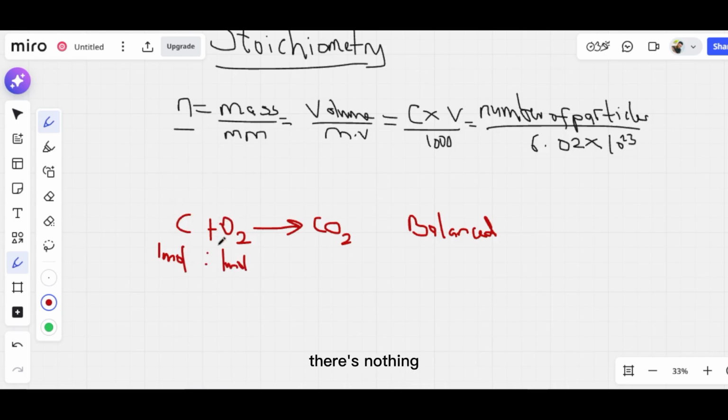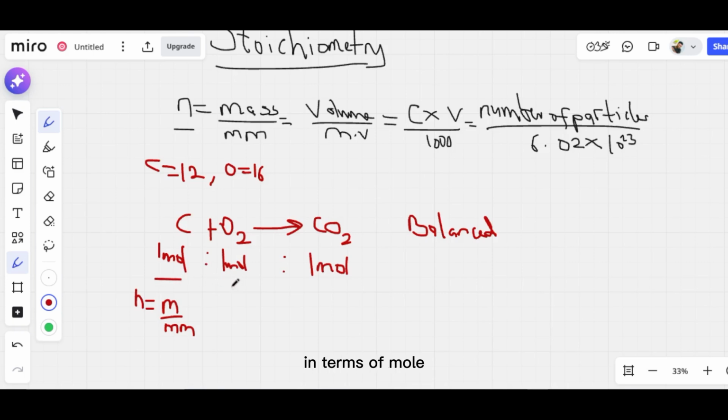There's nothing at the back, there's nothing at the back. So here too, there's nothing at the back of this compound. So we'll give 1 mole of CO2. Are you with me now? Another way to put it is, you see this 1 mole equals mass over molar mass. And the atomic mass of carbon is 12. The atomic mass of oxygen is 16. So we can do this in terms of mole, right?